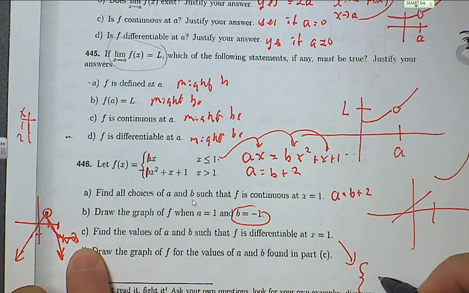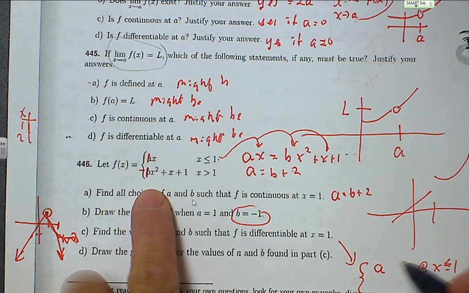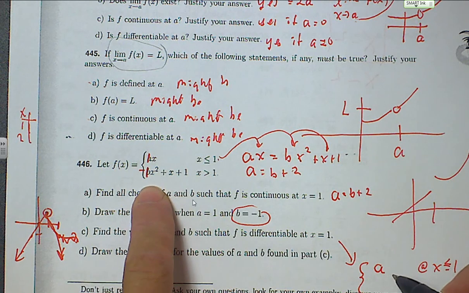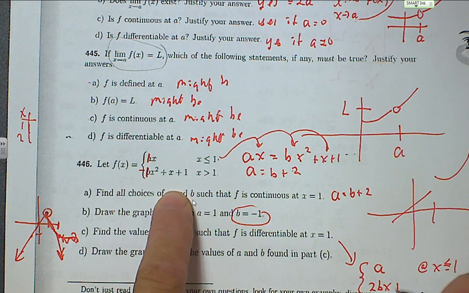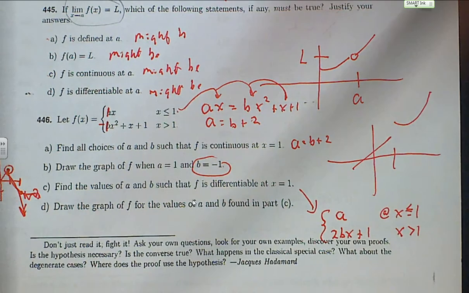Here's a. Just a. Okay. If you differentiate b, or the second one, what do you get? 2x plus 1. Close. You get 2bx plus 1. And x bigger than 1. Okay? So now set those equal to figure out a and b to differentiate it.